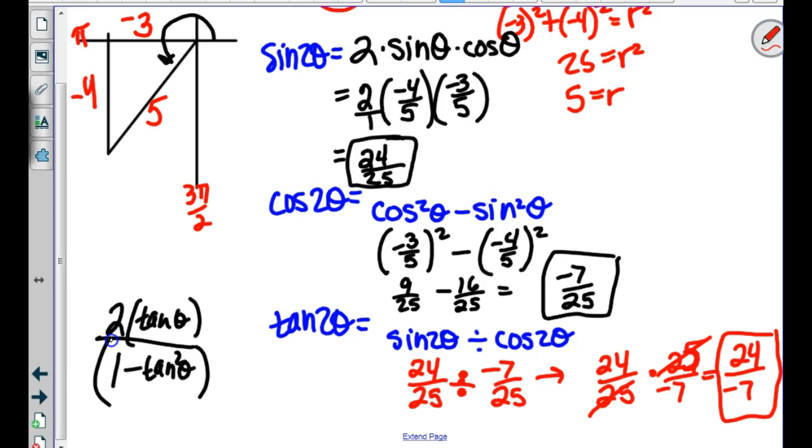So this will be on the quiz, but I will likely only ask you for either the sine 2 theta or the cosine 2 theta, okay? I'm not going to make you do all of them, because if you mess one up, then you're in trouble, right?